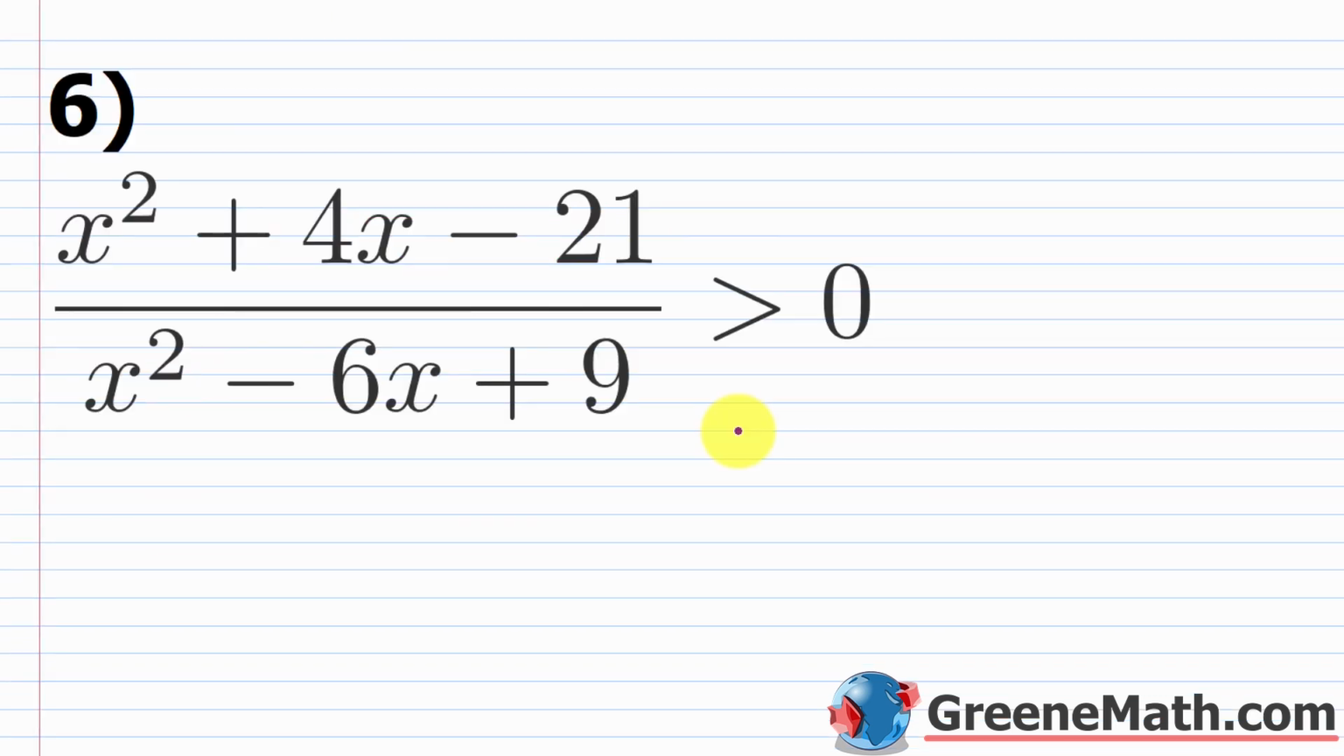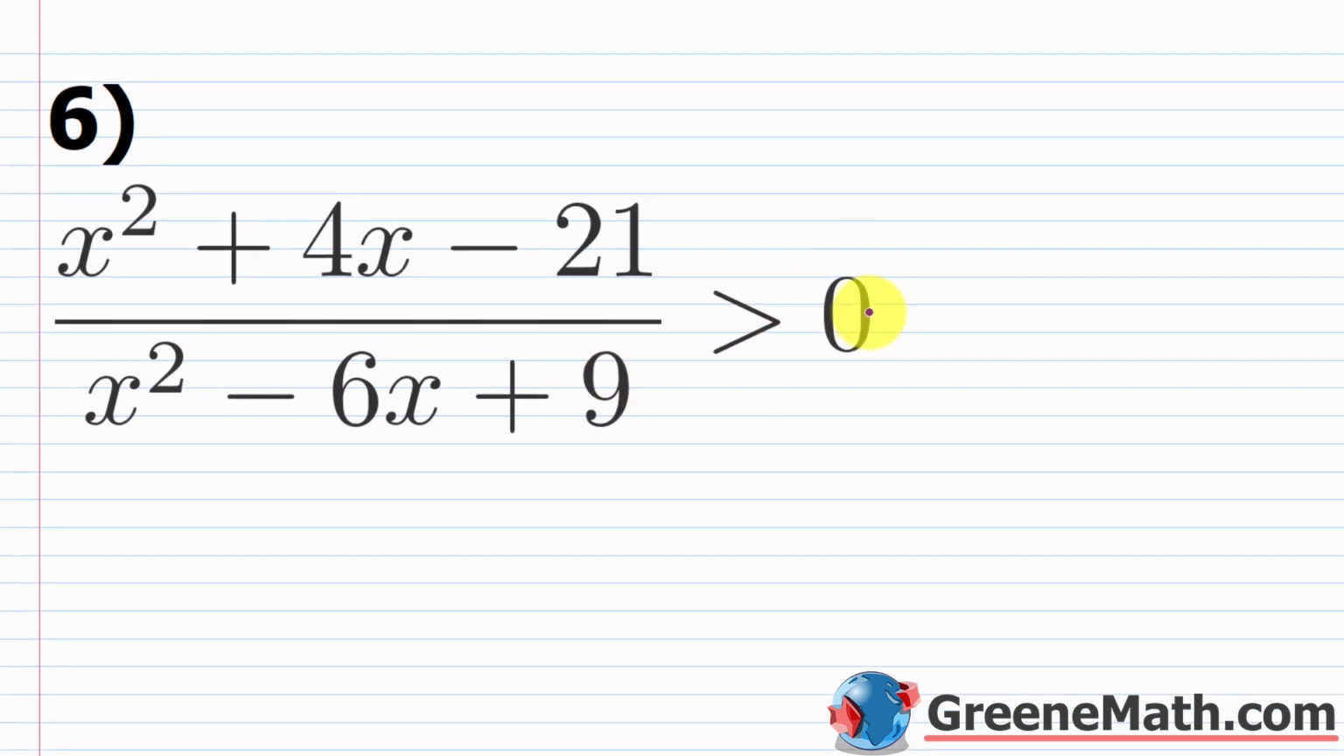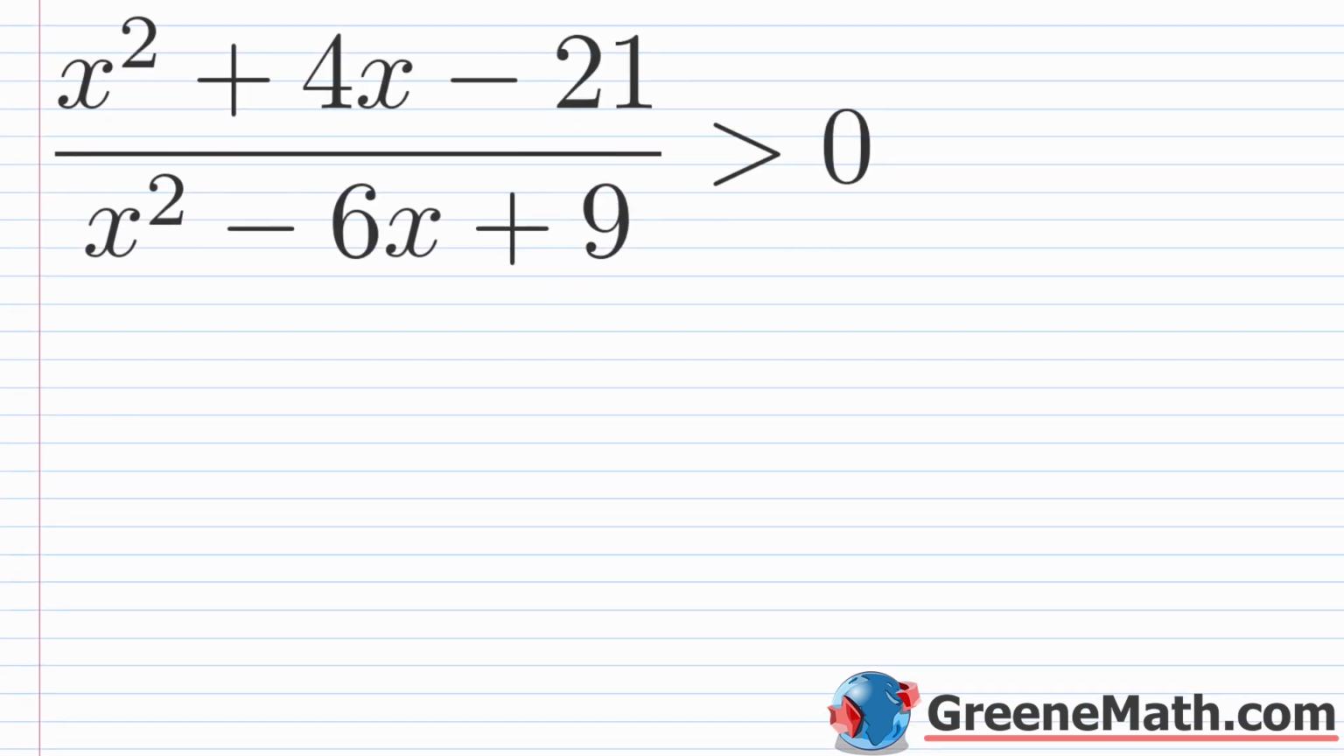All right, let's take a look at problem number 6 now. So we have x squared plus 4x minus 21. This is over x squared minus 6x plus 9, and this is greater than 0. Okay, what I would do here, since I already have a single rational expression on the left, I have my inequality symbol, which is a greater than, and then I have 0 on the right. I would factor everything here.